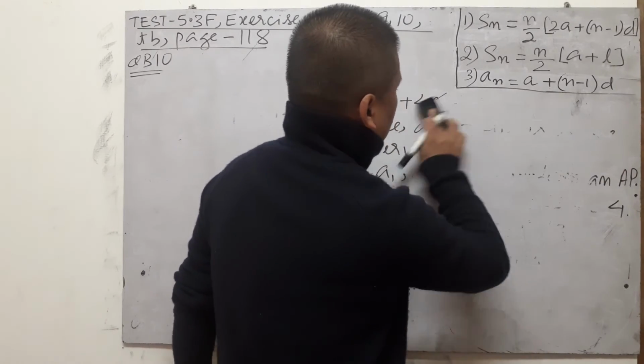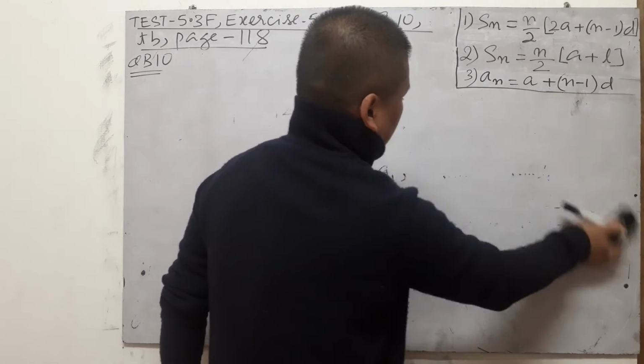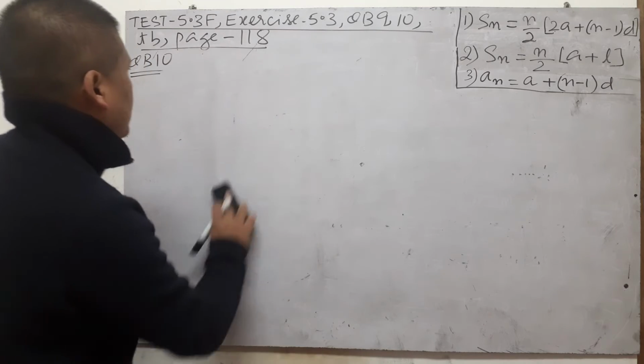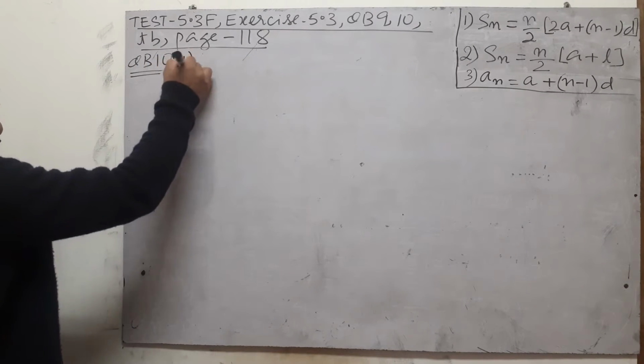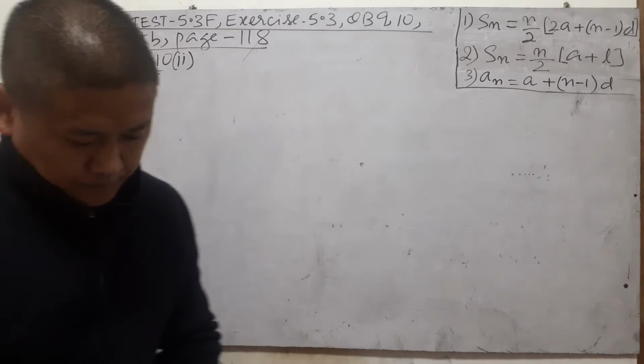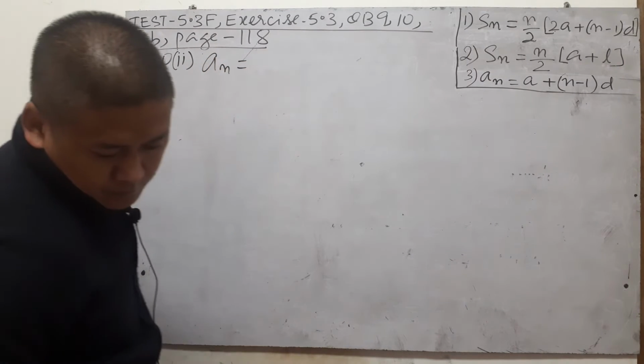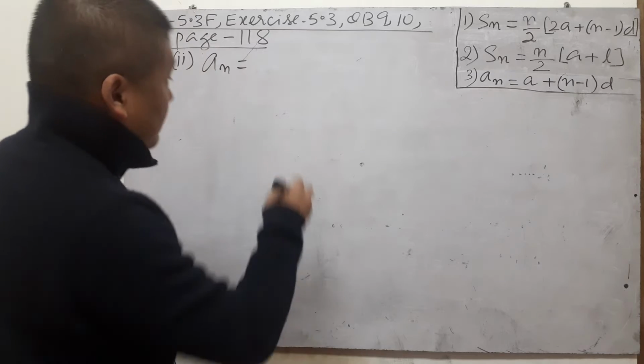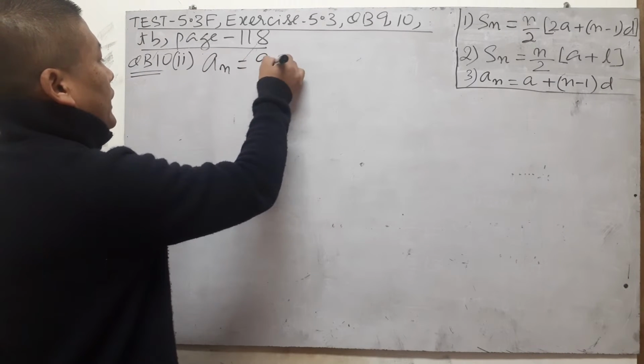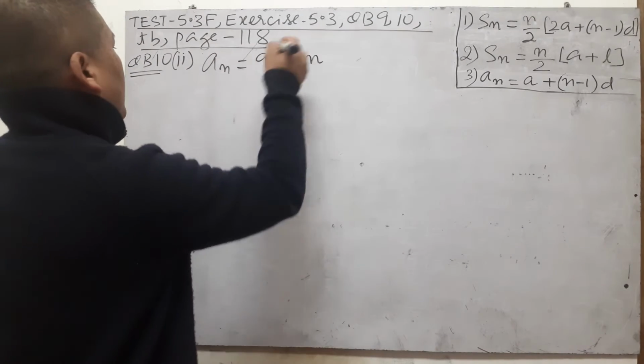Same pattern you're going to do for solving, same process. Okay, so here B10 subheading 2, here AN value is given as, look into your question, 9 minus 5n. So the condition for AN is 9 minus 5n.